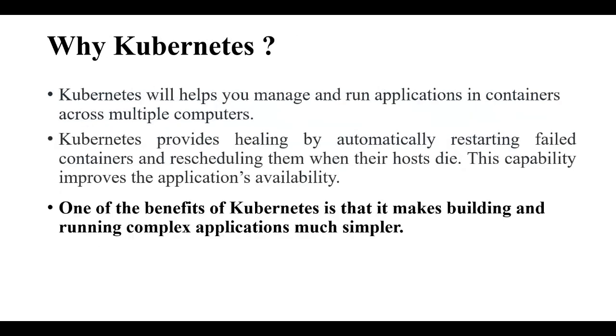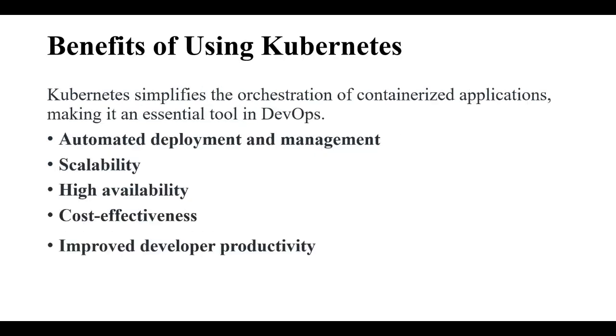Why do we need Kubernetes? Kubernetes will help you manage and run applications in containers across multiple computers, and it provides self-healing by automatically restarting failed containers and rescheduling them when their hosts die. This capability improves the application's availability. One of the benefits of Kubernetes is that it makes building and running complex applications much simpler. So it helps with managing and running the application, it provides automatic restarting, and the main benefit is building and running complex applications.